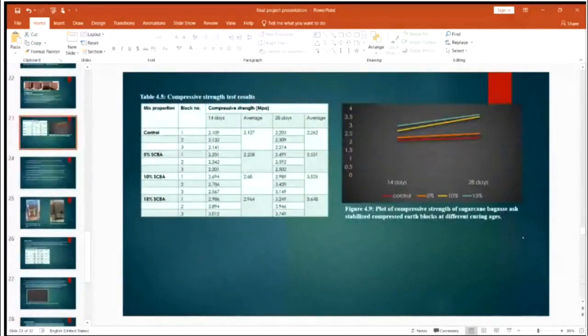We got the strength. With the optimal, you got an optimal? Yes, for the 10 and 15%. What was the strength? 2.68 after 14 days. And 3.5 MPa and above. Okay, so it means it meets the standards, eh? Yeah. Okay.